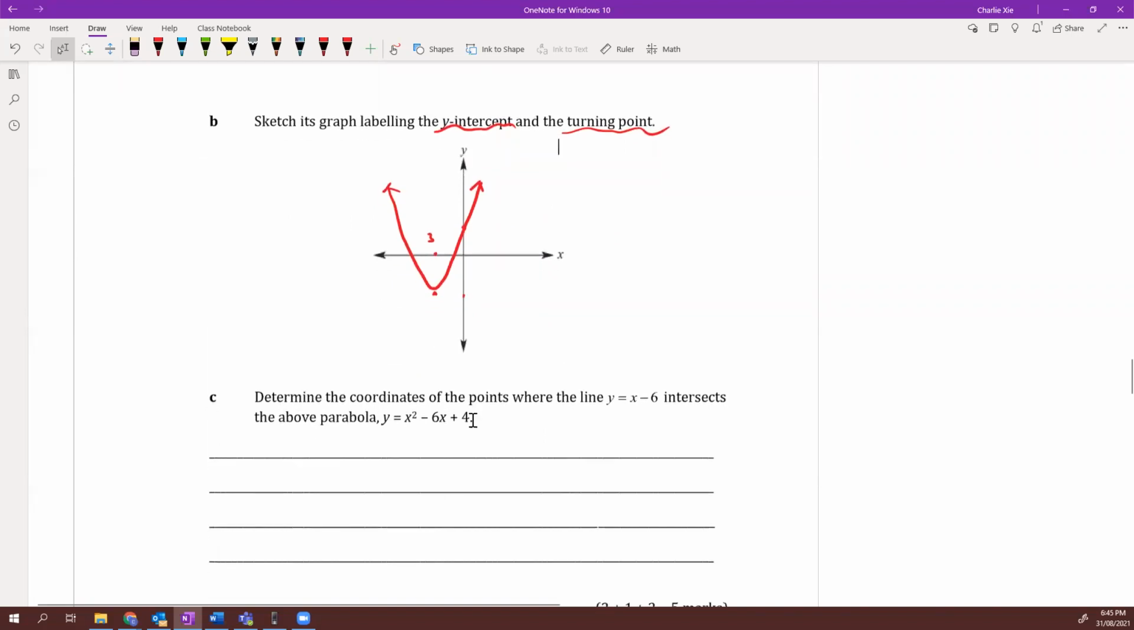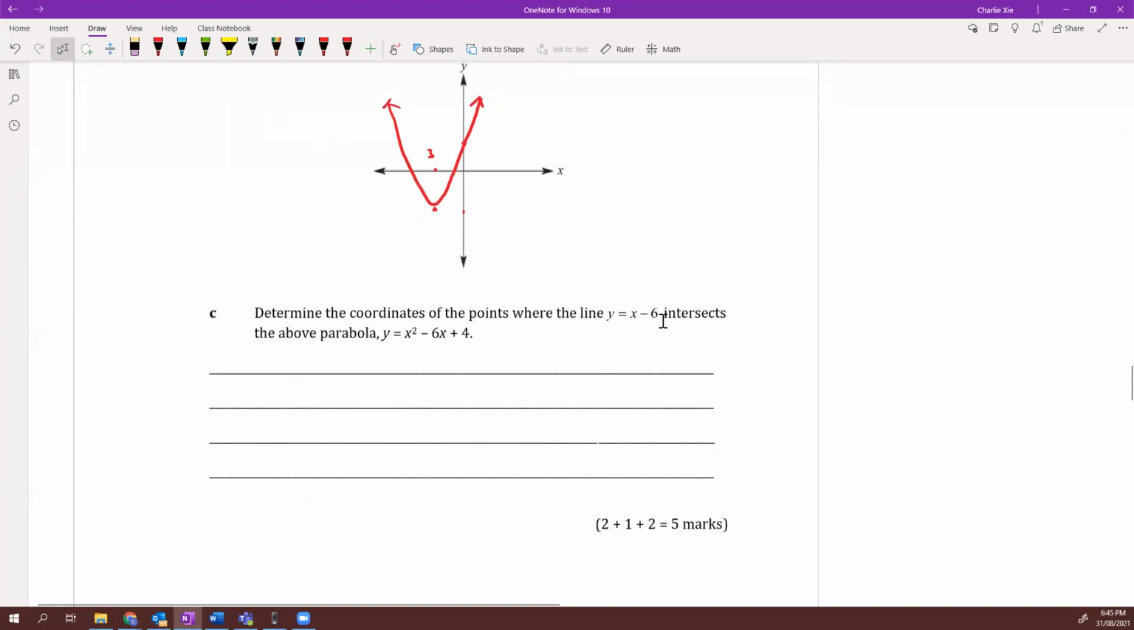Part C, determine the coordinates of the point where the line y equals x minus 6 intersects the parabola y equals x squared minus 6x plus 4. So every time we are determining the coordinates of the point, we are solving these two equations simultaneously, because the solutions are the points that satisfy both of the relations. Every time you see this, just solve them simultaneously. You can do it by hand, because this x is the same as this x, and this y is the same as this y. So you can replace this y with this x minus 6.